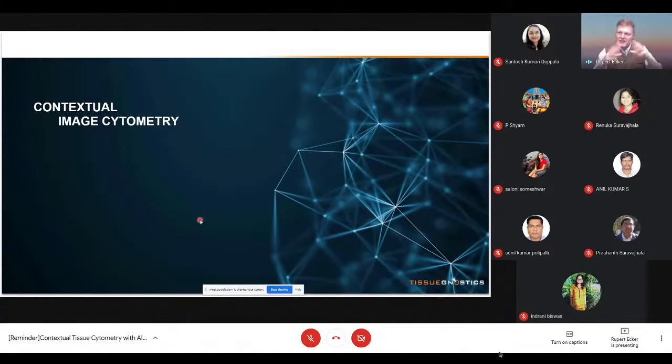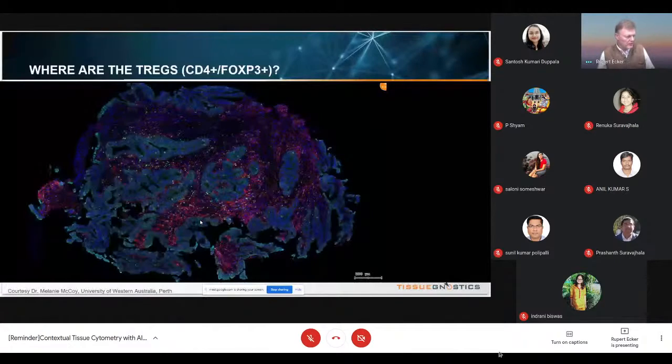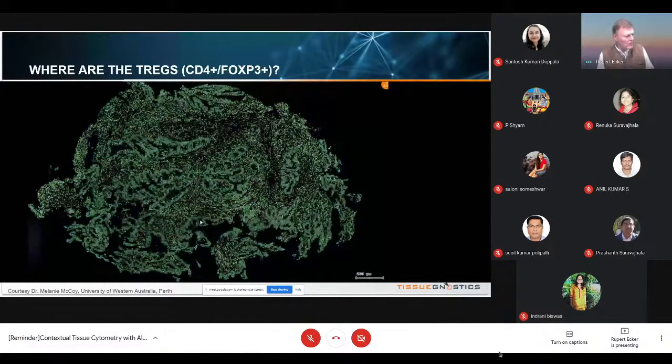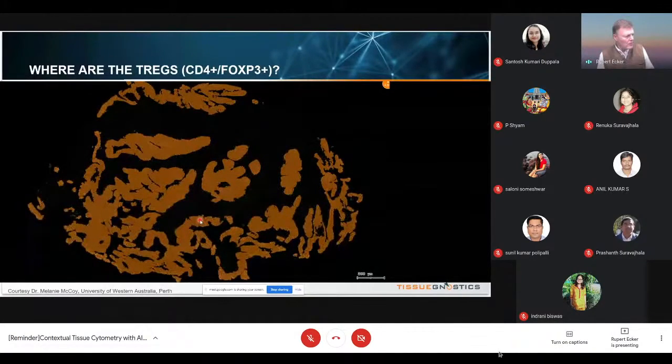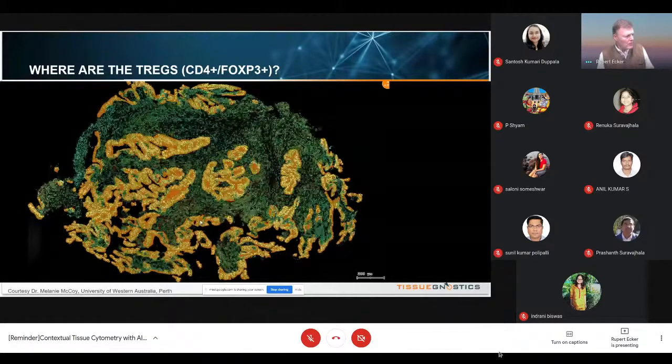Now we can combine this in order to establish a contextual image cytometry. Again, we see here a colorectal cancer. We identify all the nuclei. In orange, we see the measure mask for the tumor region. And then we can combine these measure masks and ask all kinds of questions. In this case, this research group from Perth has asked the question, how many CD4 positive cells, so T helper cells, are present? Where are they? Are they inside the tumor or in the tumor stroma? If they're in the tumor stroma, how far are they away from the next tumor area? And how many of the CD4 positive cells are also FOXP3 double positive, so are regulatory T cells?